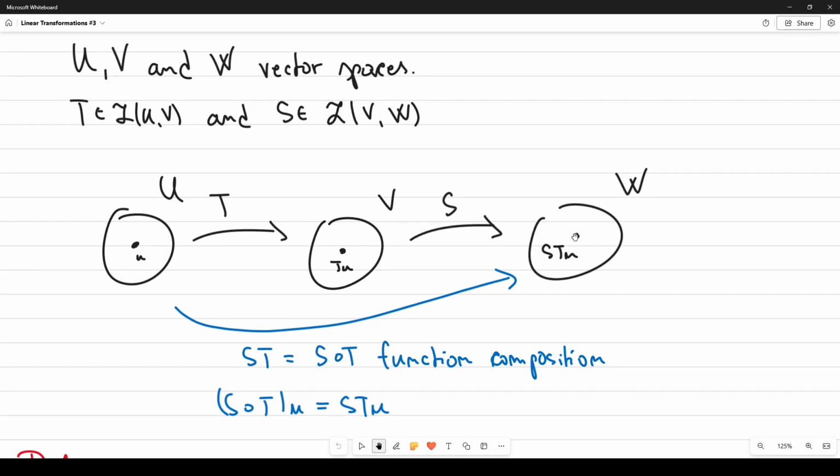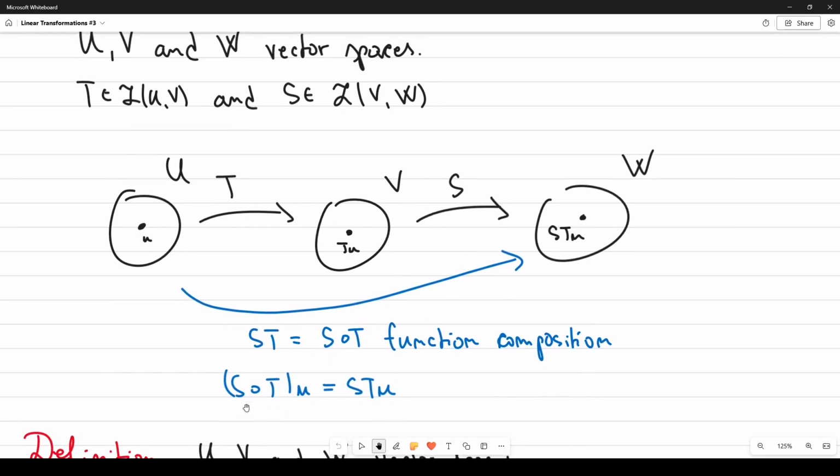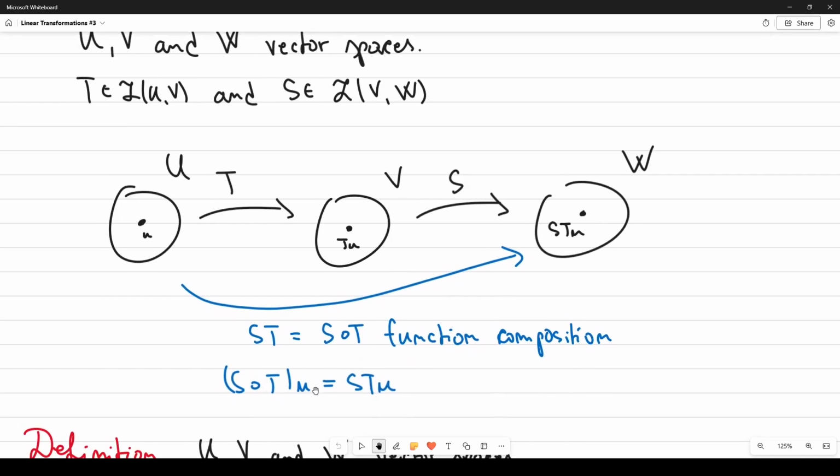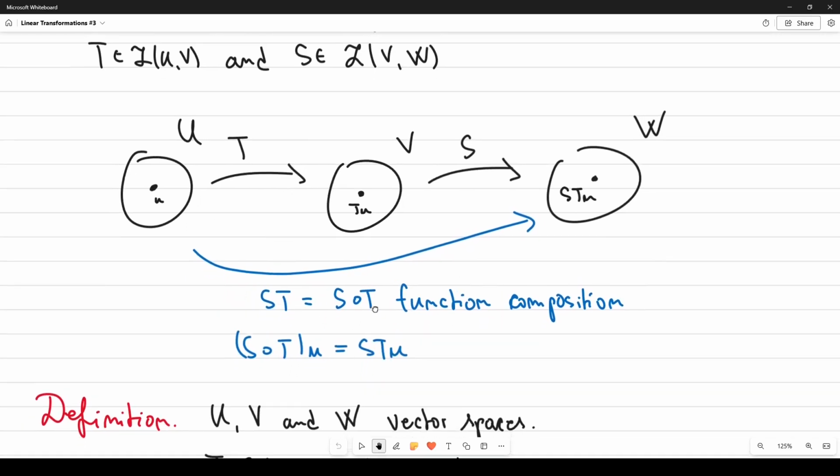So U gets mapped to this thingy. So I will just define S times T, when acting upon U, to send it to S of T of U. So that's composition. So this is how we're gonna introduce multiplication.